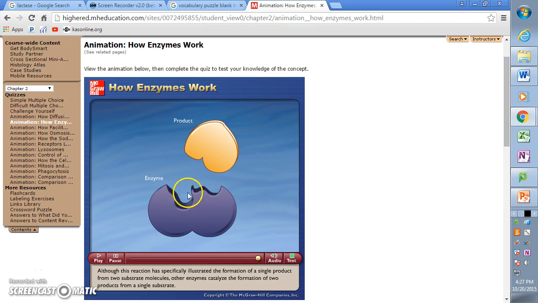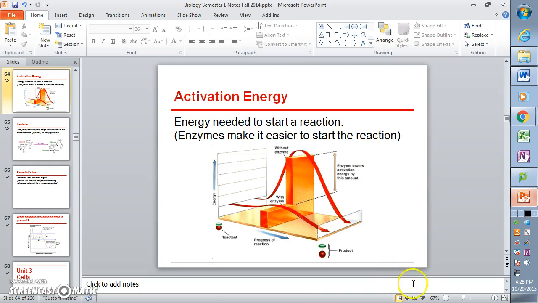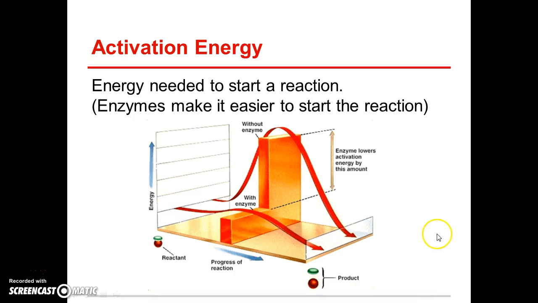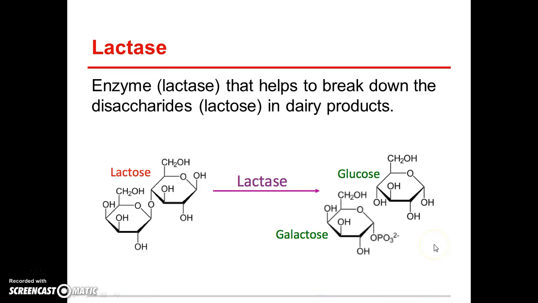So it comes out the same way it went in, but what happens is this product is now made where it wasn't before. Let me go back to the presentation. So there's a couple of enzymes. There's one in particular that you guys need to know, and that is lactase.